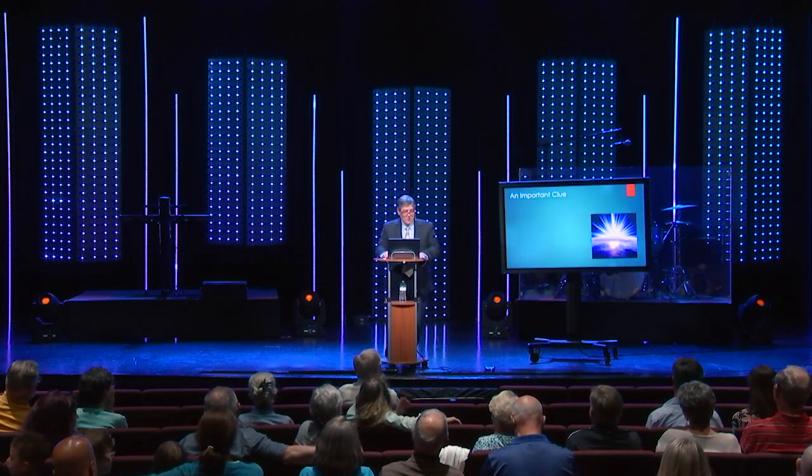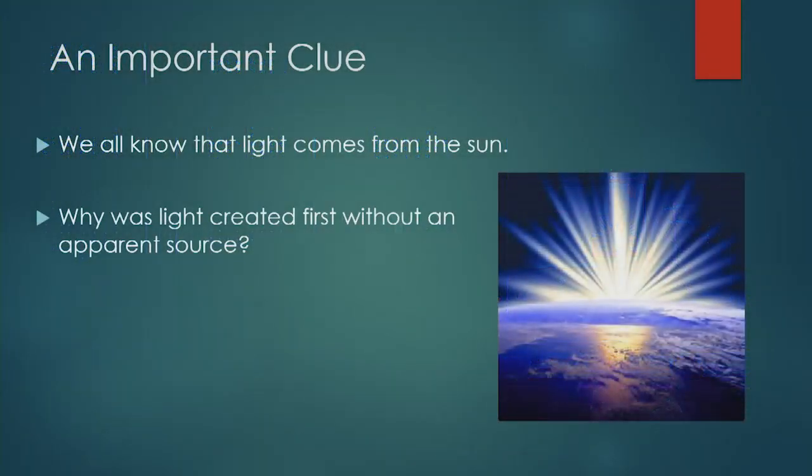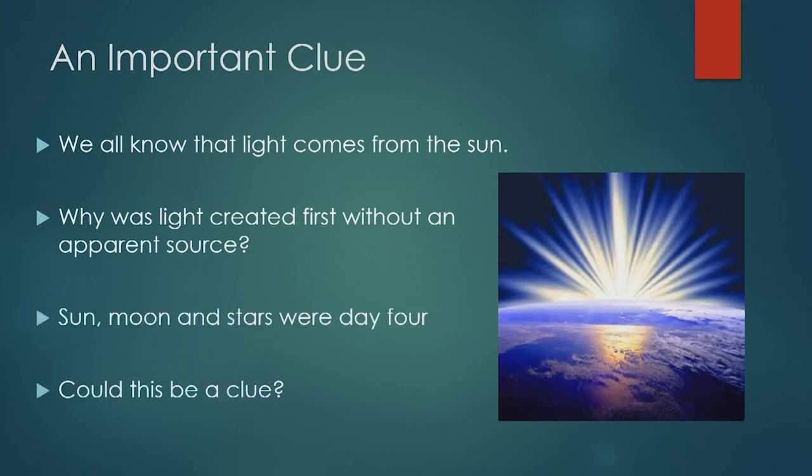Now, here's an important clue. So we all know that light comes from the sun. Why was light created first without an apparent source? The sun, moon, and stars were day 4. Could this be a clue?